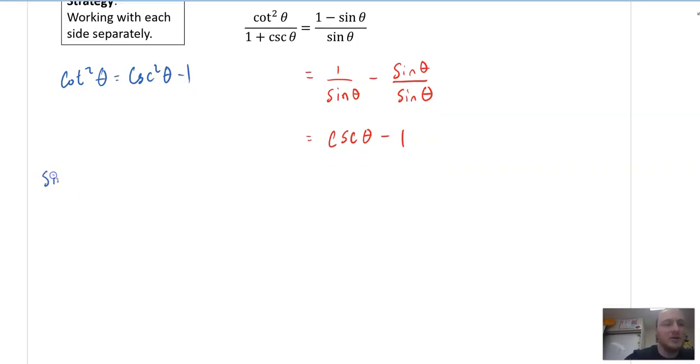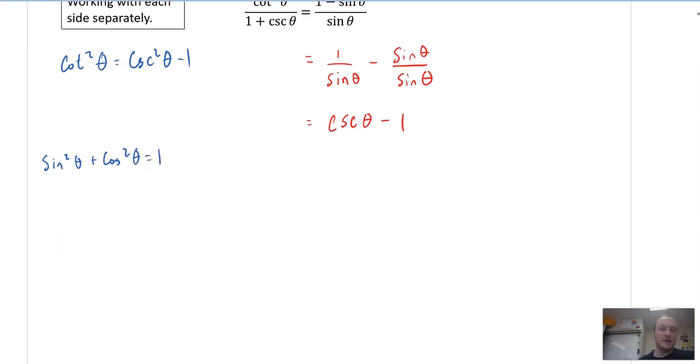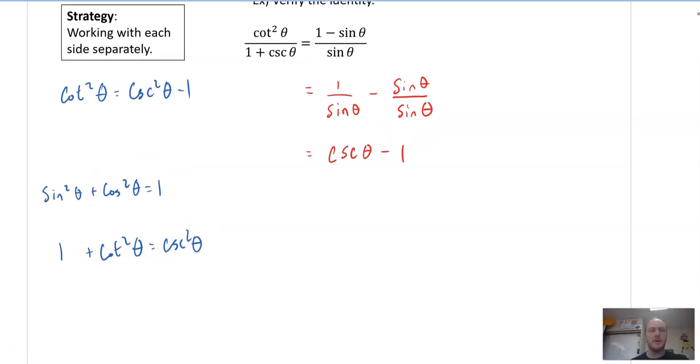Again, we get our foundation here, sine squared theta plus cosine squared theta is equal to 1. And if I divide everything by sine squared, right, we get 1 plus cotan squared theta is equal to cosecant squared theta. Okay? All right, so what I'm going to do is I'm going to swap out cotangent squared theta for cosecant squared theta minus 1. So this becomes cosecant squared theta minus 1 over 1 plus cosecant theta.